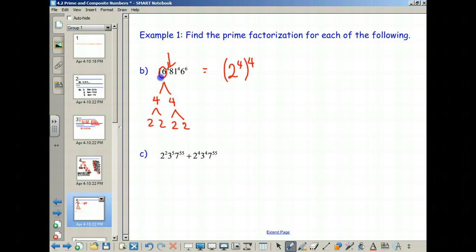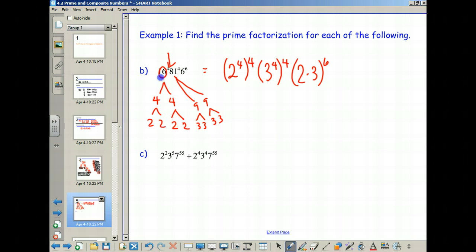We need to do the same thing with 81. 81 is 9 times 9, and 9 is 3 times 3. So how can I rewrite 81? 3 to the 4th, and it happens to have another 4th over there, so that's good. 6 is easier. 6 is 2 times 3. Again, to the 6th on this one now, right?